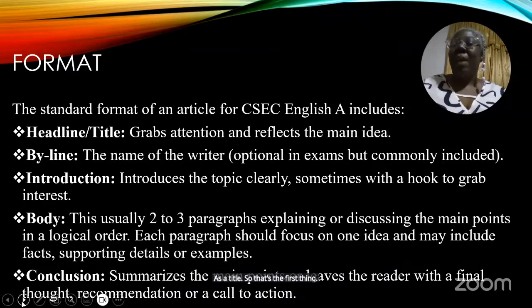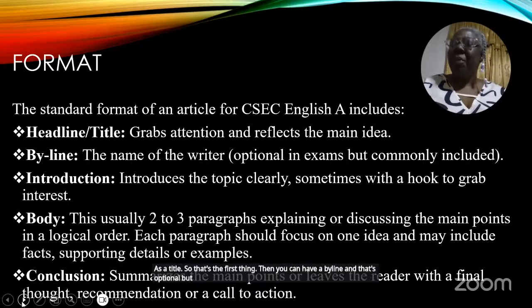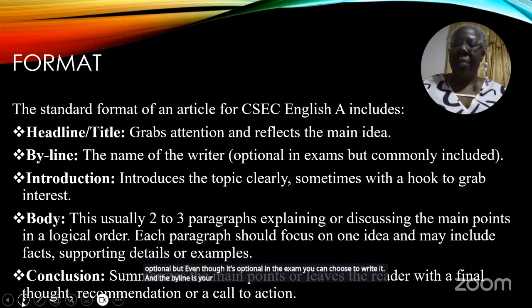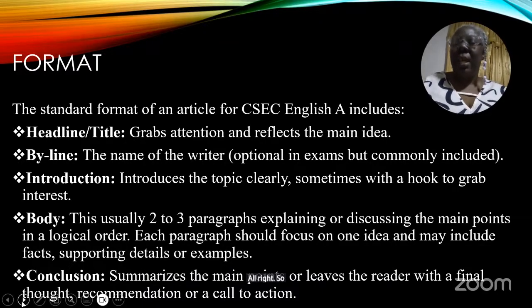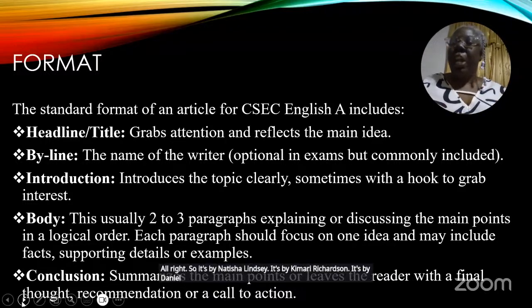Then you can have a byline, and that's optional. But even though it's optional, in the exam, you can choose to write it. And the byline is your identification, your name. All right? So it's by Natisha Lindsay. It's by Kimari Richardson. It's by Daniel James. Whoever you are and you are writing it, you can write your name.